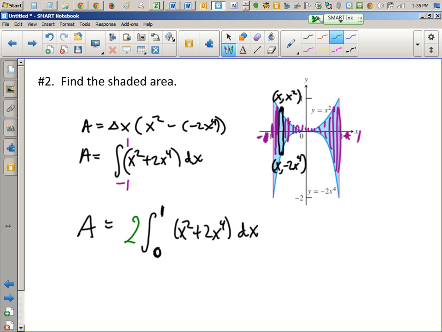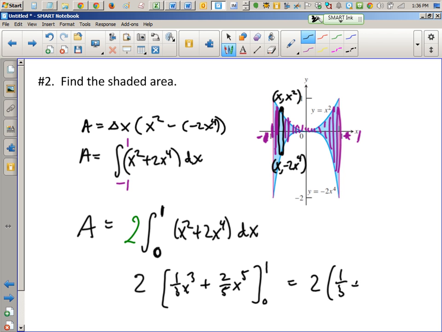Good. The antiderivative of this is really easy. It's just 1/3 x cubed plus 2/5 x to the fifth. You're plugging in 0 and 1. So you basically get 11/15, and you're multiplying by 2, so it's 22/15. And that's the area between the curves. So what is my formula? If you need formulas, right?